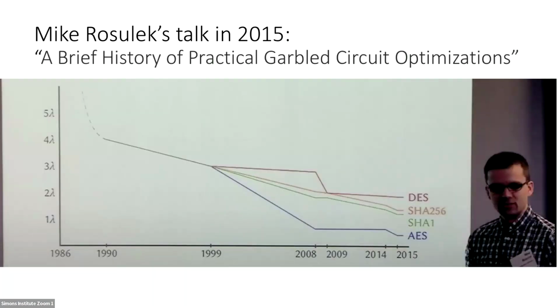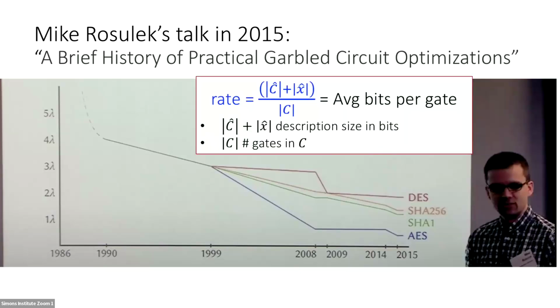I'm not going to talk about garbling circuits without mentioning the famous 2015 talk by Mike Rosulek about the practical garbling circuit advances of the past 10 years. In this slide, Mike was talking about how garbling circuits are becoming smaller and smaller, measured in terms of rate. The rate is basically how many bits you have to send per gate. In Mike's talk, we were at 1 bit per gate. Generally, it's the size of the garbling material divided by the number of gates.